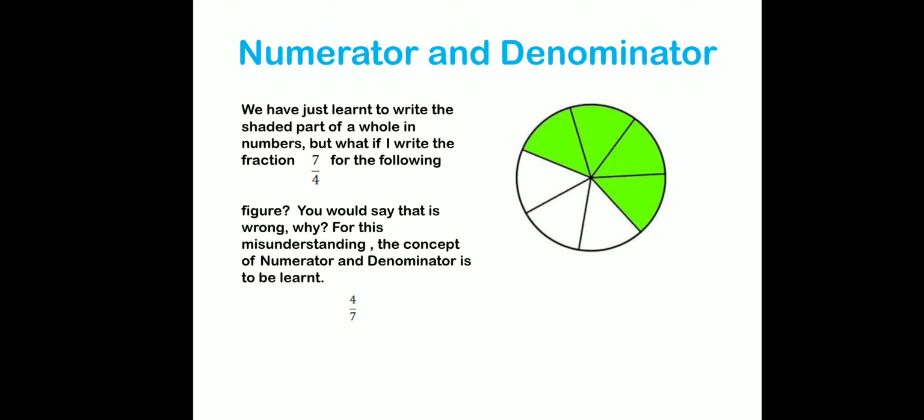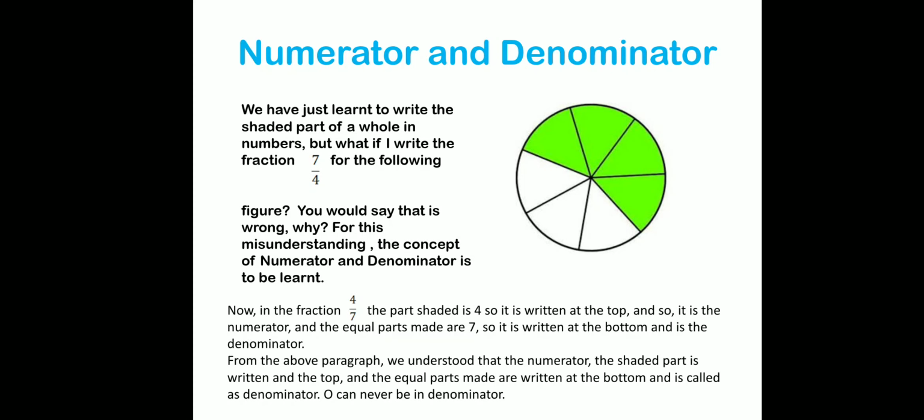Okay, and here in the circle you can see 7 parts and 4 are shaded. So what if I write the fraction 7 by 4 for the following figure? What if I write it? You would say that is wrong, right? You would say, no, that is wrong. It's not correct. But why? Why is it wrong? For this misunderstanding, the concept of numerator and denominator is to be learned.